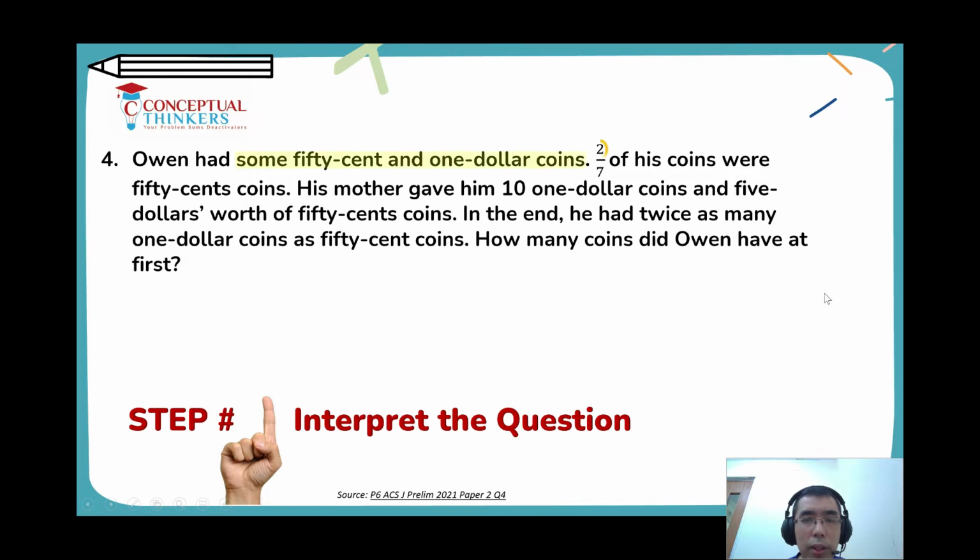So let's look at the key phrases. So we have 50-cent and $1 coins. Now, for this 2/7 of his coins, we can actually draw an arrow. The numerator will represent the subject of the sentence. So the subject in this case is the 50-cent coins. That's why 2 units out of 7 units will represent 50-cent coins. And the denominator 7 will represent the total number of coins. So that will be 7 units.